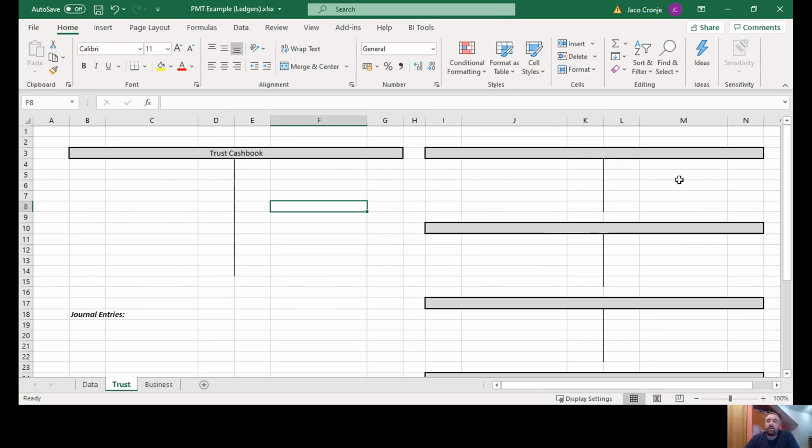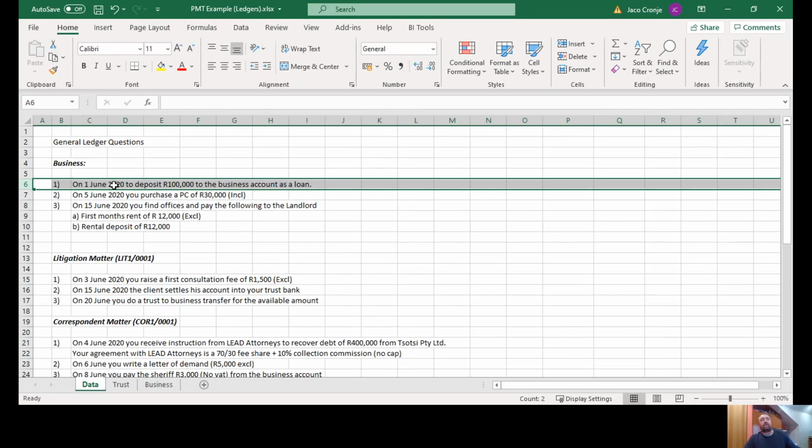The moment you have that confusion, that's a good thing, because now you are thinking about it, and once I explain where it should go, that will help you to read the transaction and do it correctly.